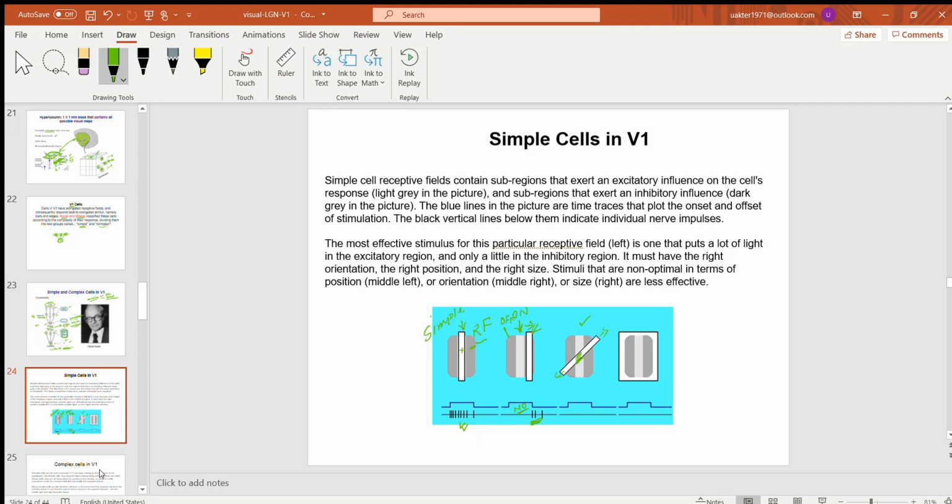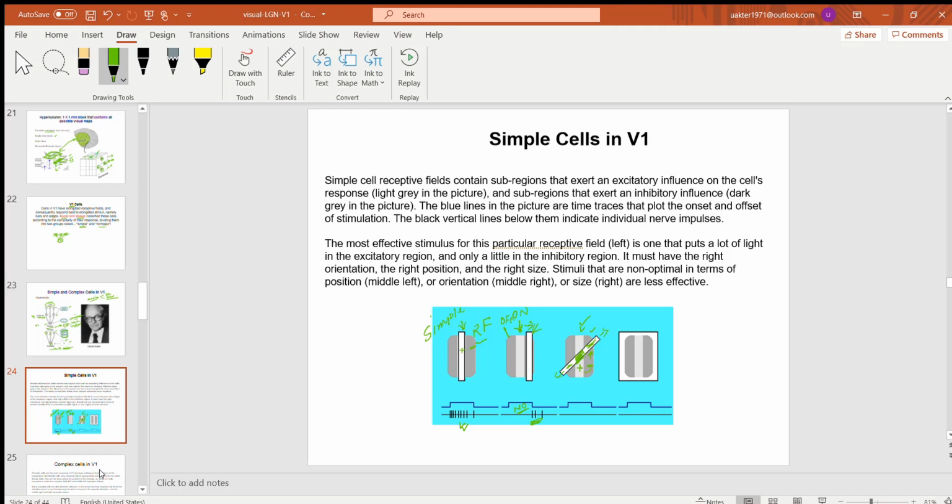this part and this part will inhibit the surround, right? Makes sense? So this part will be stimulated and this part inhibited by the light coming from the bar. So you won't see a response, because they will cancel each other: the stimulation here will inhibit the simple cell, and this part will excite, so they cancel each other and you won't see any response.